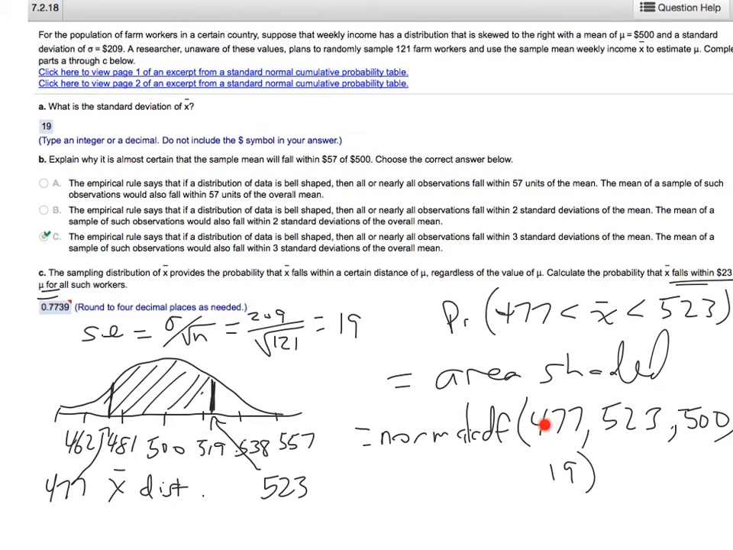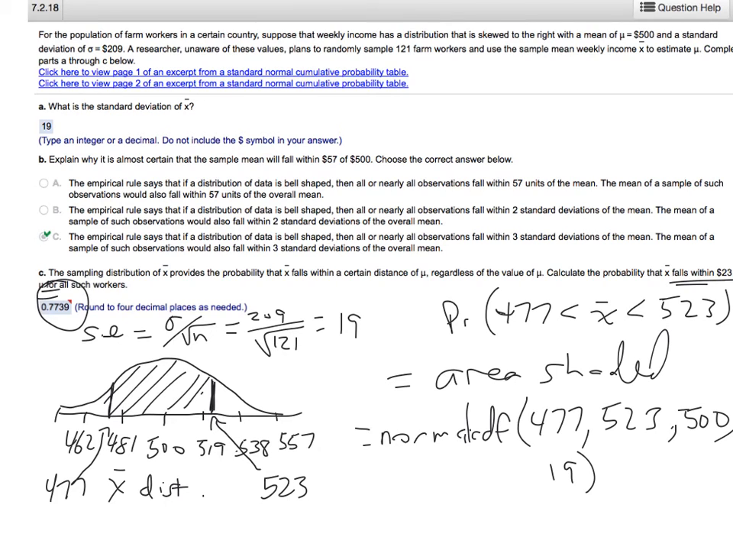The normal CDF function takes 4 numbers, where the first 2 have to do with where your shading starts and stops, and the second 2 are the parameters that determine this curve, the center and the standard deviation. And so if we do that on a TI calculator, we get this 0.7739.